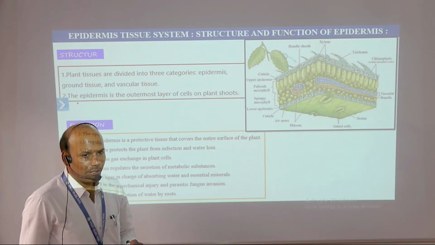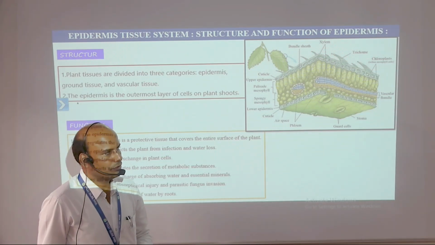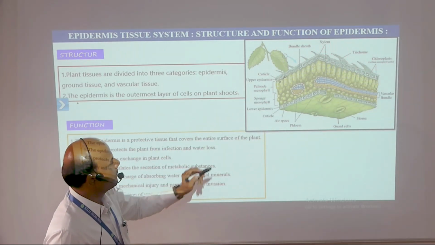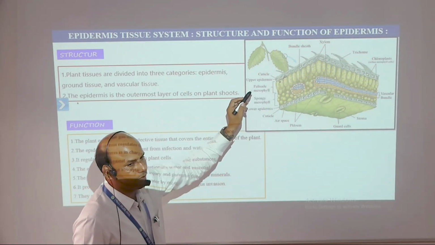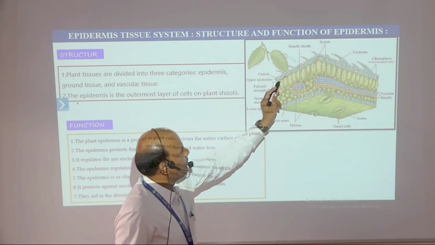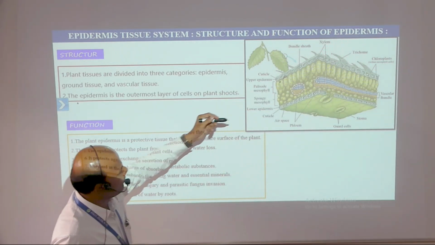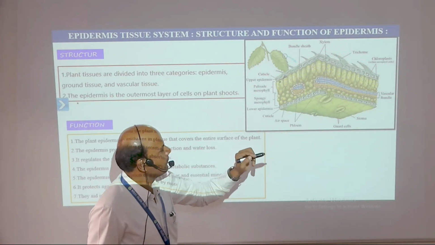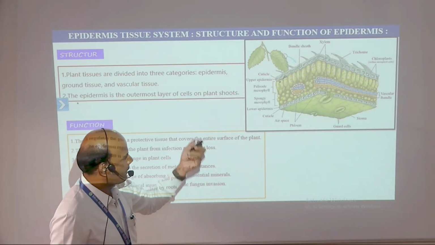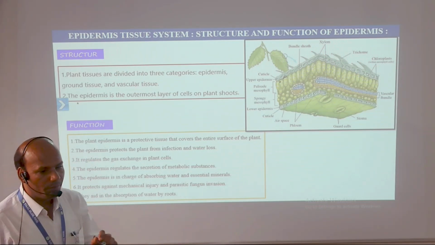First of all, the epidermal tissue system in plants, also known as dermal tissue. Where is this tissue found? Dear students, you can see the figure. The tissue is present on the outer surface, for example, the TS of leaves. Here is the outermost single layer, that is the epidermis. It is present on both sides, upper epidermis as well as lower epidermis. On the epidermis, cuticle and stomata are present.